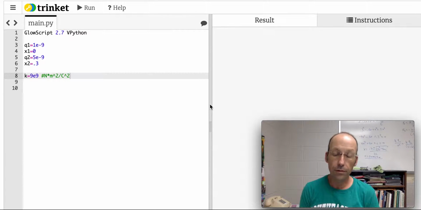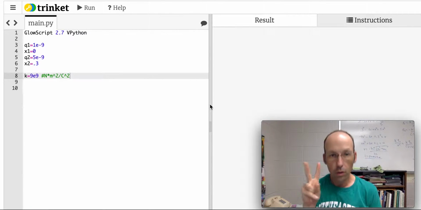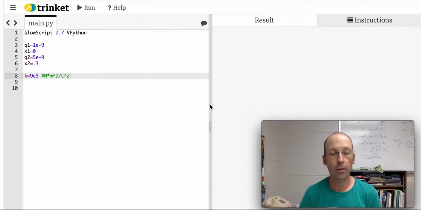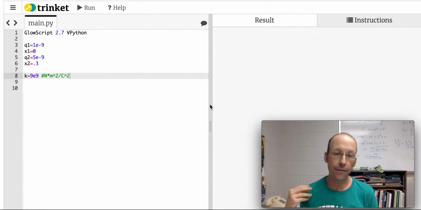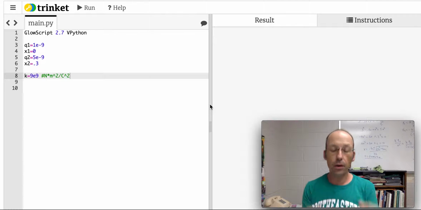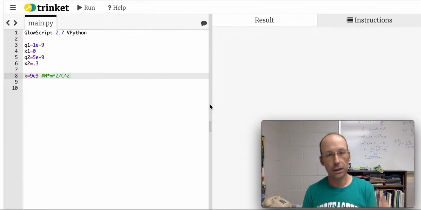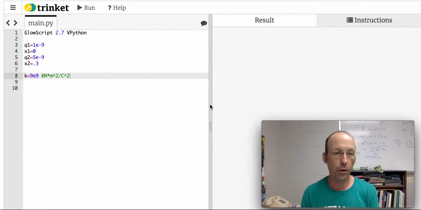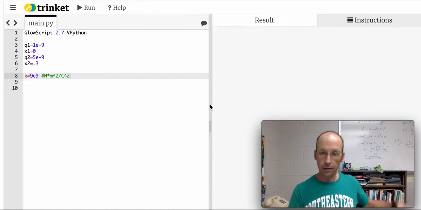Okay, so this is part two of my physics problem. The question was, if I have two point charges, one at the origin and one at x equals 0.3, where is the electric field zero? Charge one was 1 nanocoulomb at the origin, charge two was 5 nanocoulombs at x equals 0.3. So where is it zero? And I worked the problem, actually it's right here.